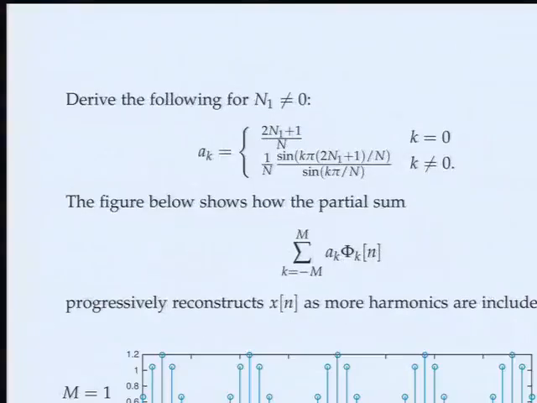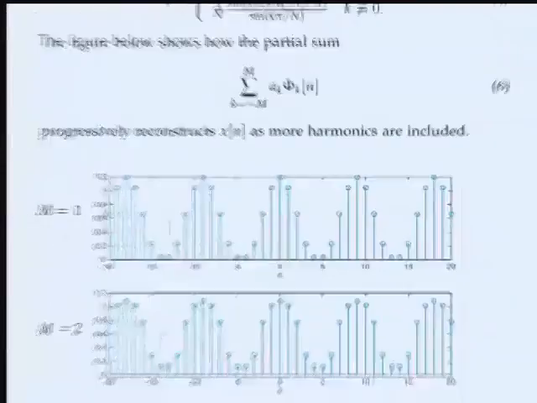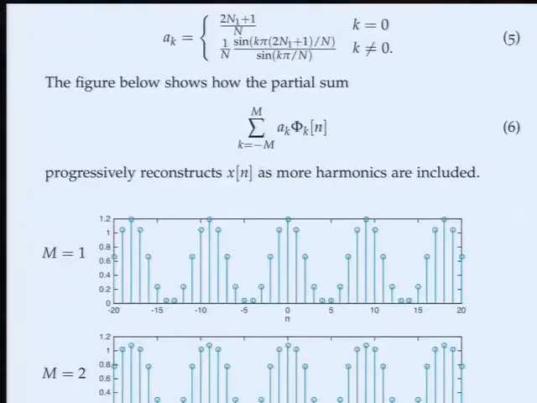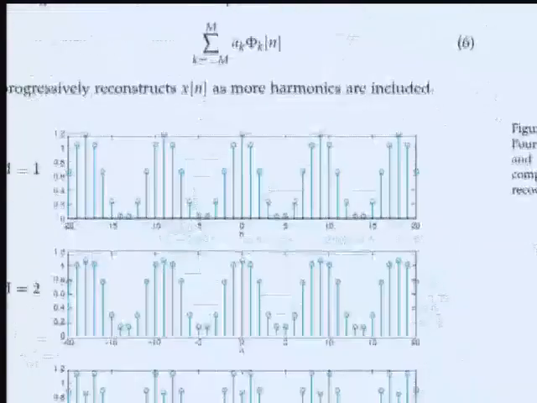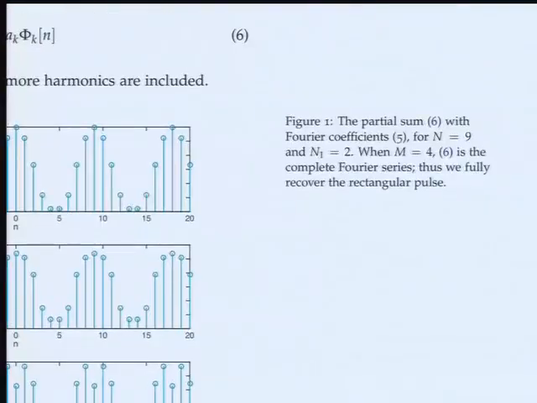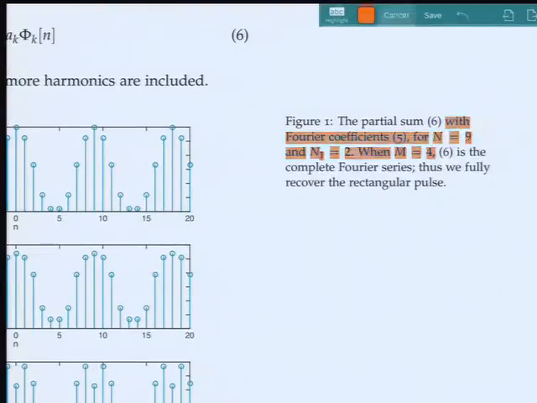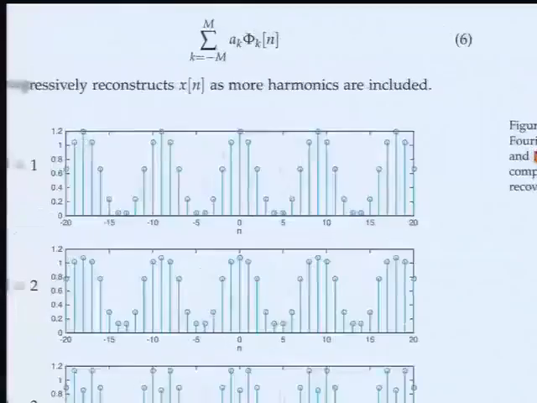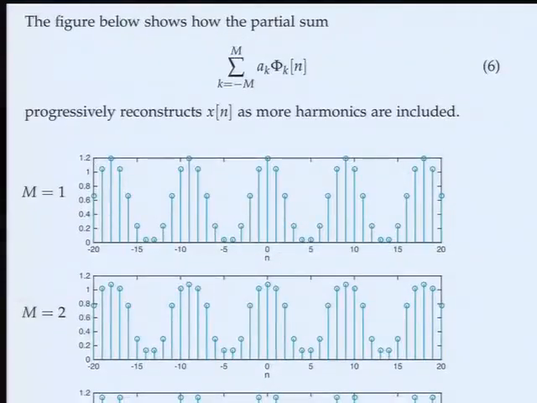All right? So, what we are looking at the bottom here is the partial sum. I'm showing not the sum of all k's going from 0 to N minus 1, but going from negative M to M. And I think this figure is for N equal to 9 and n1 equal to 2. All right, so these are the partial sums, adding only some of the 9 terms I need to fully recover the periodic signal.